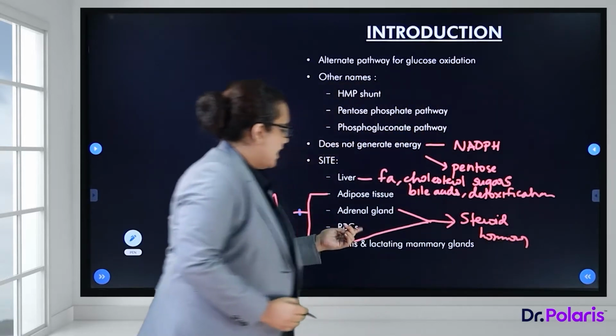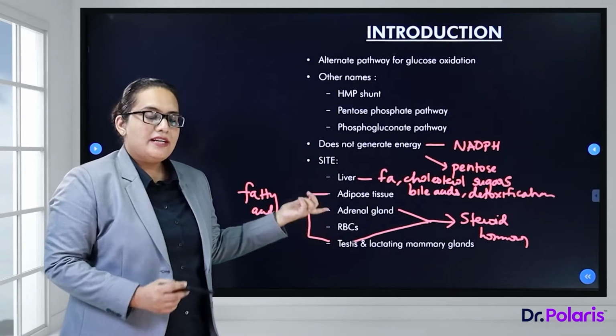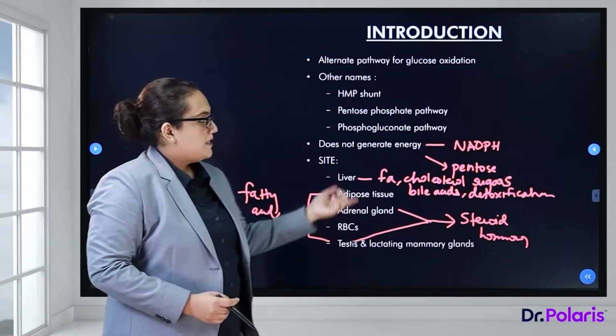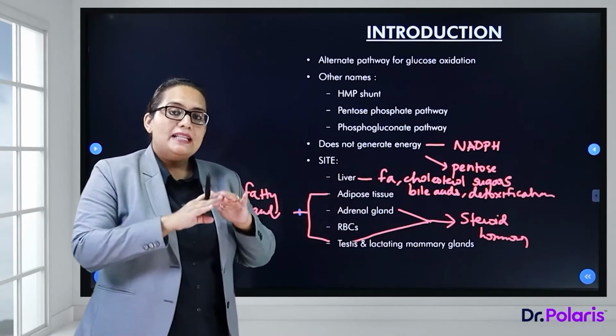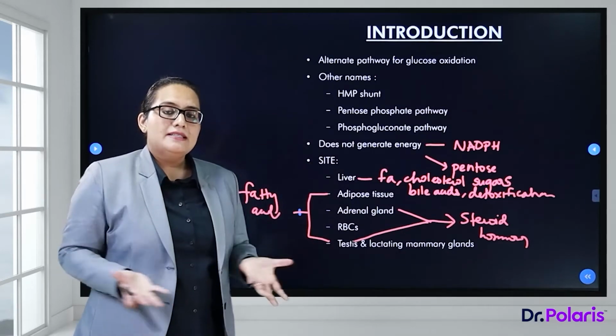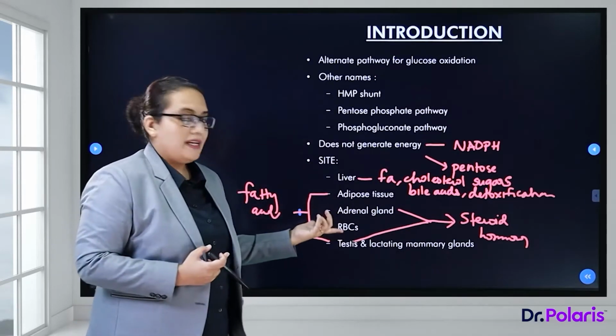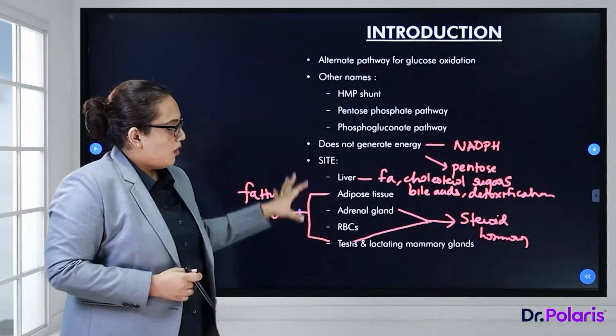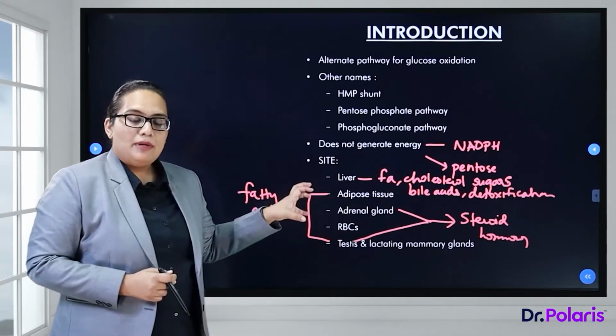And then I've listed RBCs. These are nothing but erythrocyte, red blood cells. Red blood cells utilize NADPH to maintain the integrity of the membrane which encircles the RBCs or the erythrocytes. So these are the organs or the tissues which require NADPH.